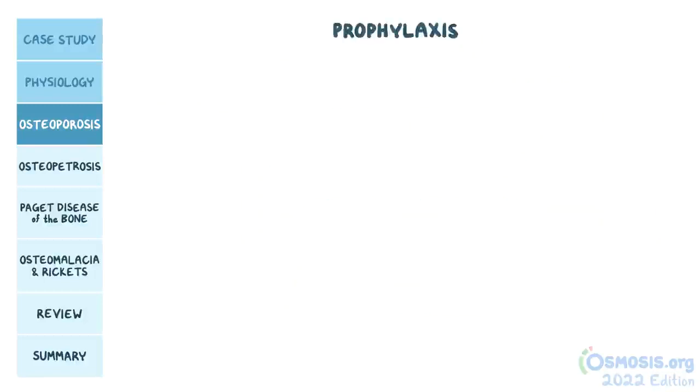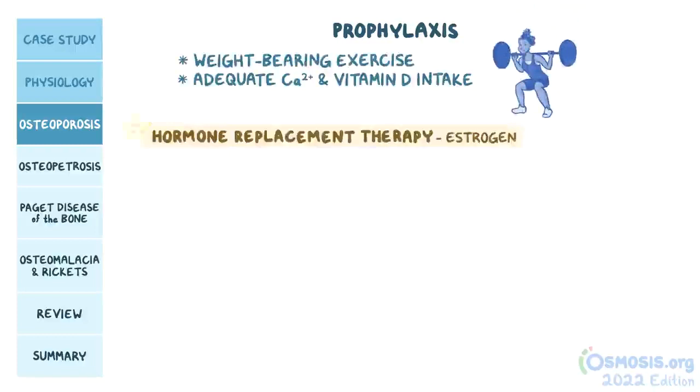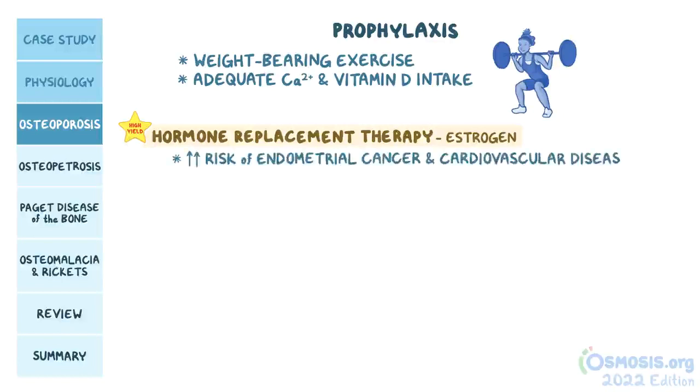Prophylaxis in those with risk factors includes weight-bearing exercise and adequate calcium and vitamin D intake throughout adulthood. Hormone replacement therapy with estrogen might also be beneficial. But because hormone replacement therapy increases the risk of endometrial cancer and of cardiovascular disease, some women might benefit from adding progesterone or progestin to the treatment.